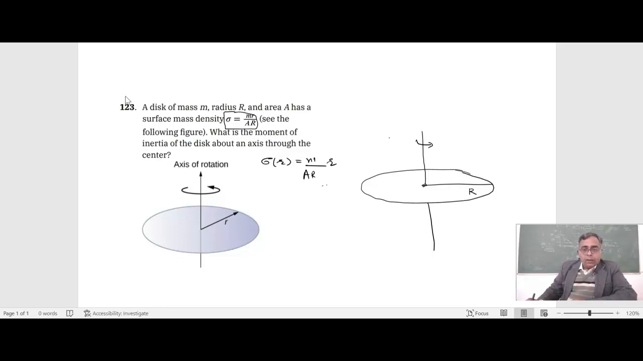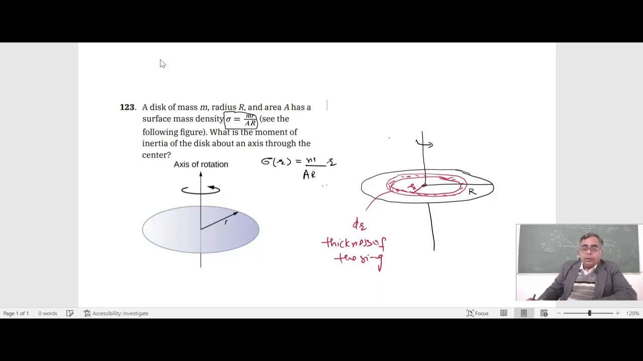Clear? Now what we have to do is choose an elemental ring here. So consider this ring, and let the thickness of this ring be dr. dr is the thickness of the ring, and let the radius of this ring be r, because r is here the distance from the center of the disk. Clear? Now we have chosen this elemental ring.